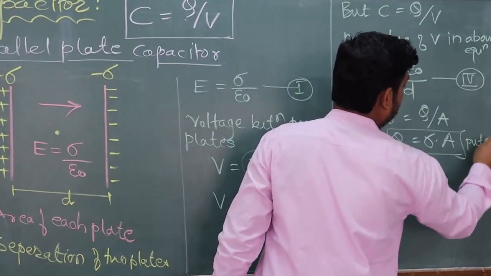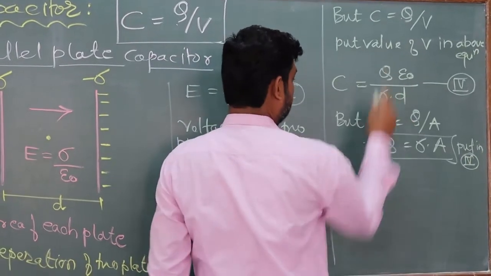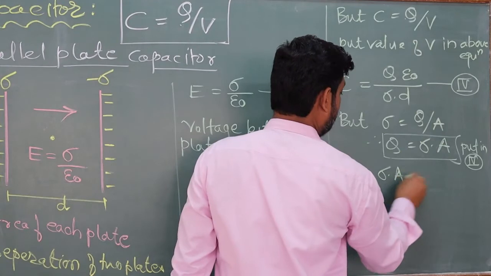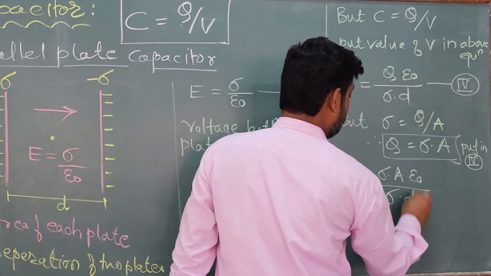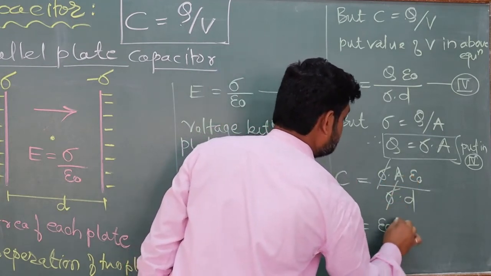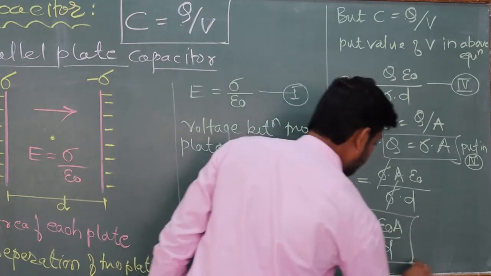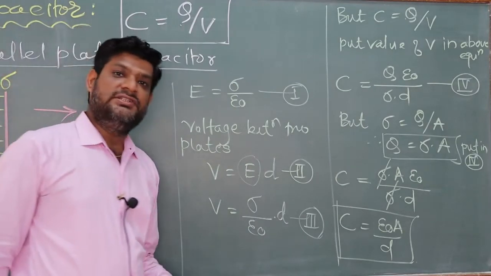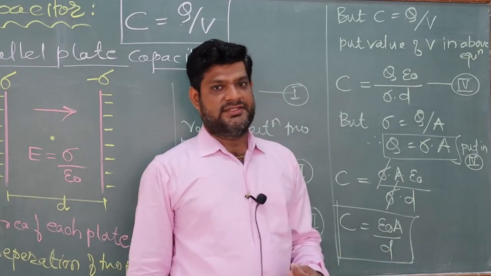Put in 4. Q equal to, instead of Q we will write sigma into A epsilon 0 as it is, divided by sigma into D. This sigma gets cancelled. C equal to epsilon 0 A by D. So this is the equation of capacitance of a parallel plate capacitor, right?